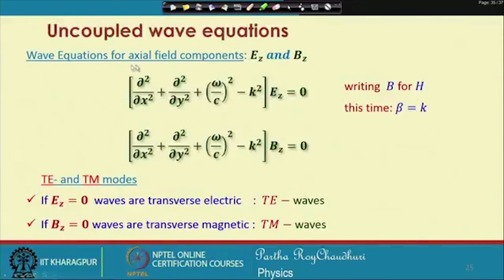Therefore, the wave equations for the axial field components E z and B z we can write in this form, omega square by c square minus k square. Since mu naught is the free space value, we can write B in place of h. So, TE and TM modes are now represented by this condition: when E z equal to 0 you have TE waves, and if B z equal to 0 you have TM waves.